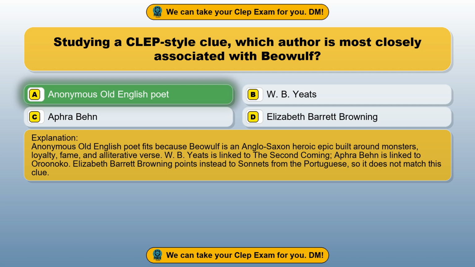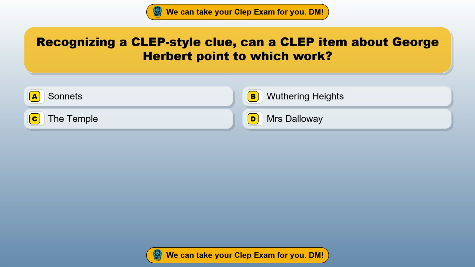W.B. Yeats is linked to The Second Coming. Aphra Behn is linked to Oroonoko. Elizabeth Barrett Browning points instead to Sonnets from the Portuguese, so it does not match this clue. Question 100. Recognizing a CLEP-style clue. Can a CLEP item about George Herbert point to which work?